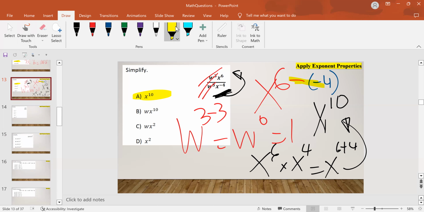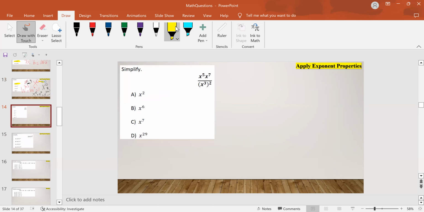We continue. So here, again, we're going to apply the exponent properties.